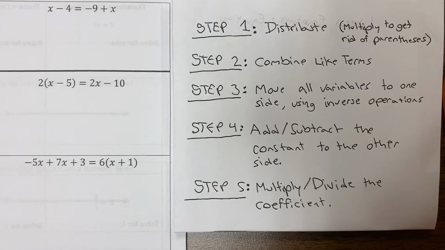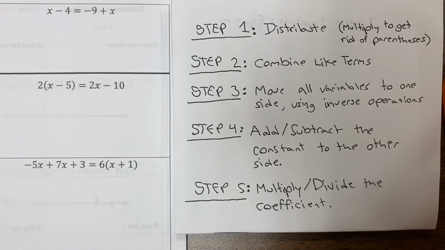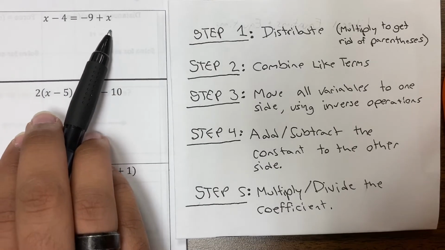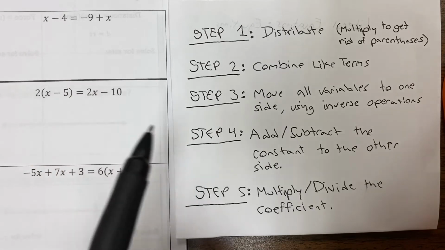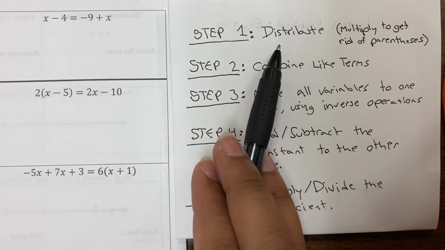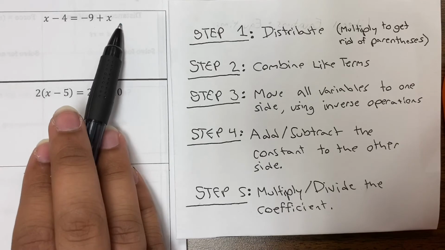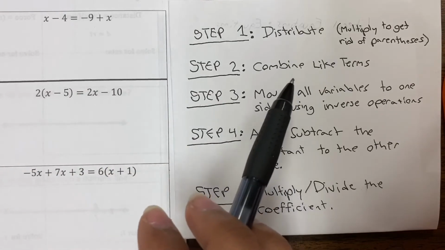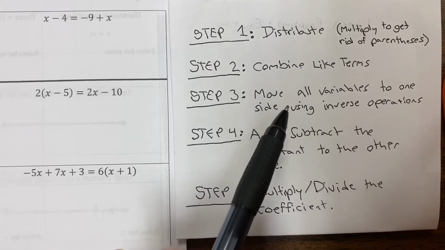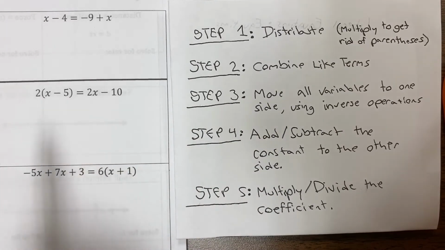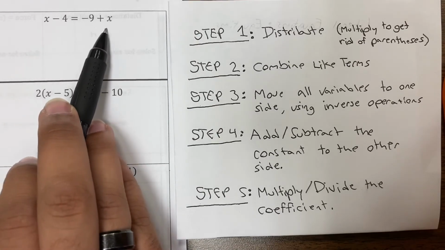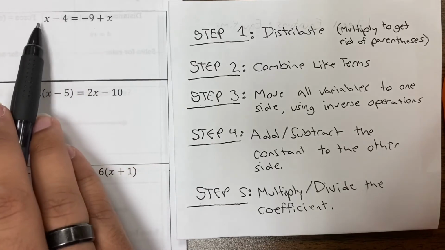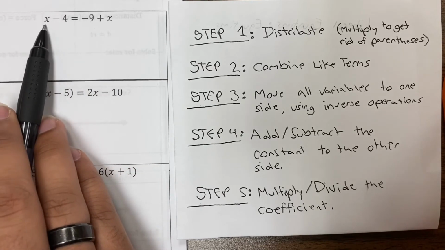Let's get into something that you might see come up a little bit. So let's solve this first one. X minus 4 equals negative 9 plus x. This one is going to be tricky. So our goal is going to be first to distribute. There's no parentheses, so we can't distribute. That means we can't combine like terms. So step 3 is going to be to move all variables to one side using inverse operation. So I have an x here and an x here. So what I'm going to do is move all of the x's over to the left side, like I was doing earlier.